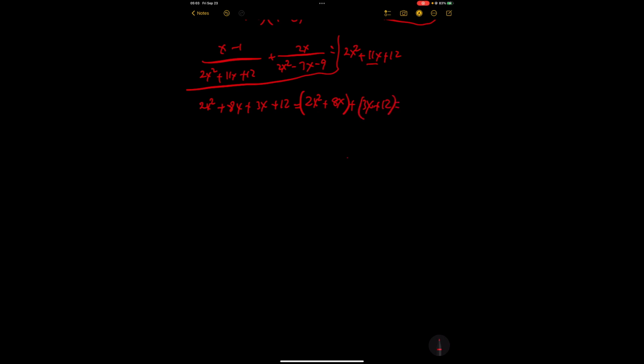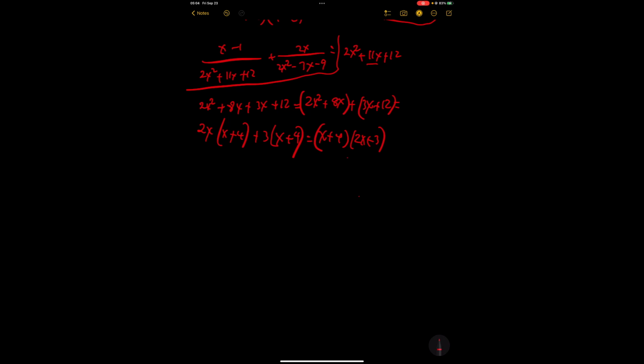And I'm going to factor out 2x on both sides, and I get x plus 4. And I factor out 3, and I get x plus 4. And now I have x plus 4 times 2x plus 3. So that is the first denominator.